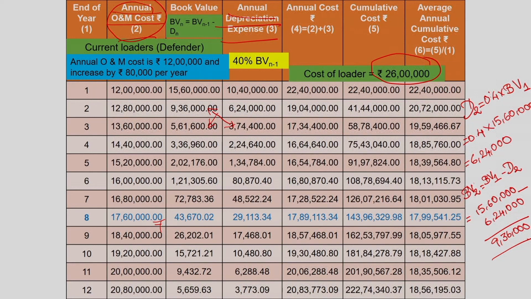Now let us estimate the annual cost. So in this problem, to make it simpler, I have reduced the components of the equipment cost.